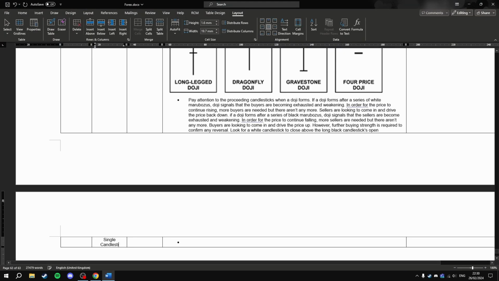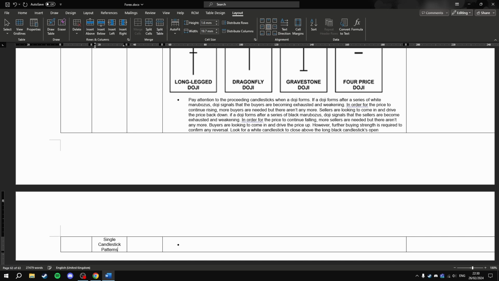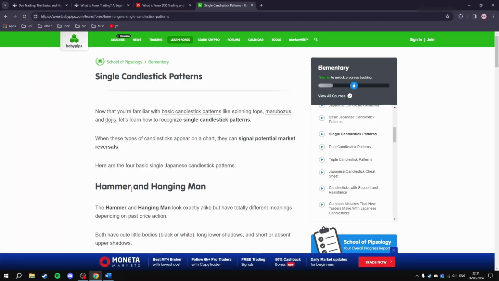Single candlestick patterns. Date is 26th. Oh my god. Like that. Cool.